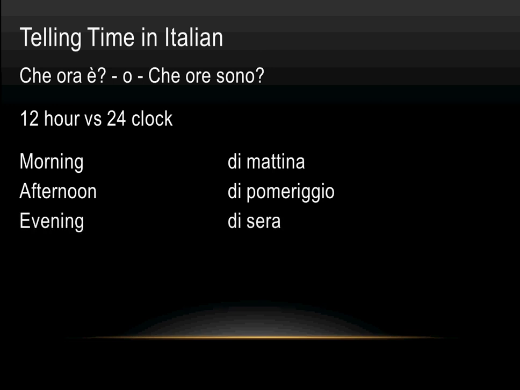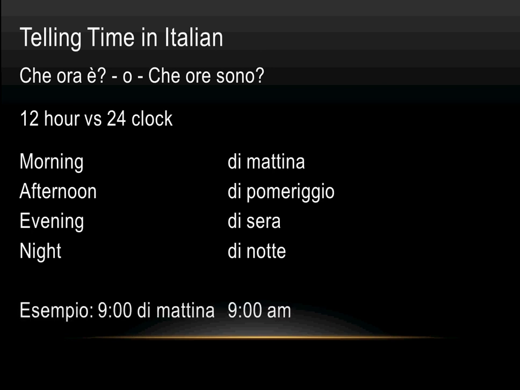2 in the afternoon. Evening is "sera," as you probably recognize from "buonasera." So, 8 o'clock in the evening, "8 di sera," and "di notte." So, "3 di notte" would be 3 in the morning, or at night. In this example, I have "9 di mattina," which would be 9 in the morning, or 9 a.m. is how we would express that here.